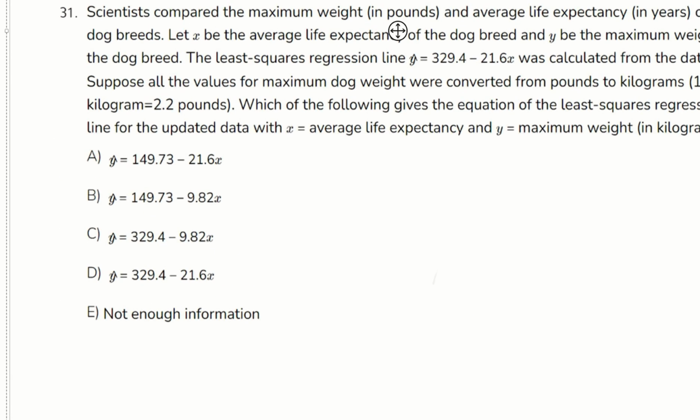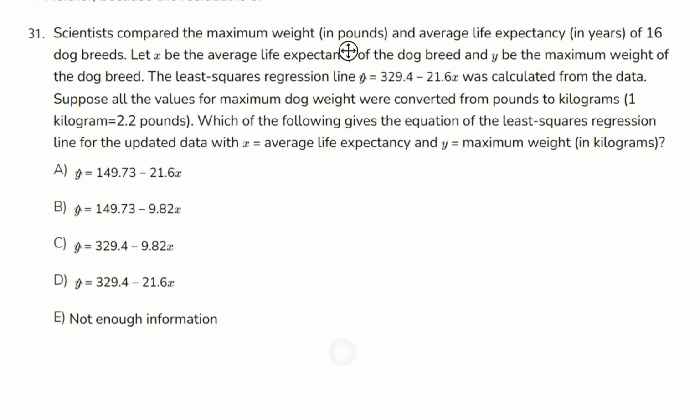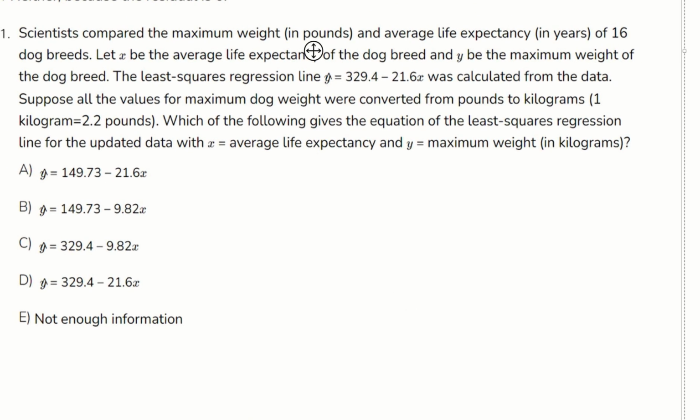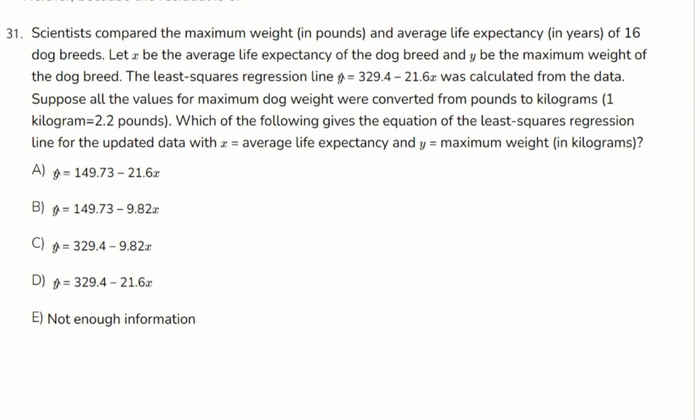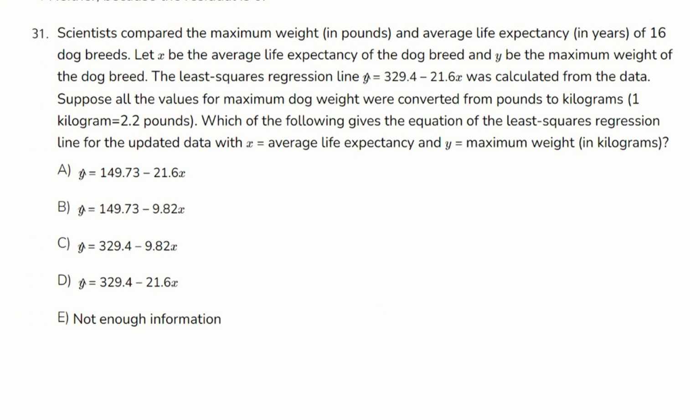All right, 31. Scientists compared the maximum weight in pounds and average life expectancy of 16 dog breeds. Let X be the average life expectancy of the dog breed, Y be the maximum weight of the breed. They give you the least squares regression line. Suppose all the values for maximum dog weight were converted from pounds to kilograms. 2.2 pounds in a kilogram. Which of the following give the equation of the least squares regression line for the updated data with X equals average life expectancy, Y equals maximum weight?